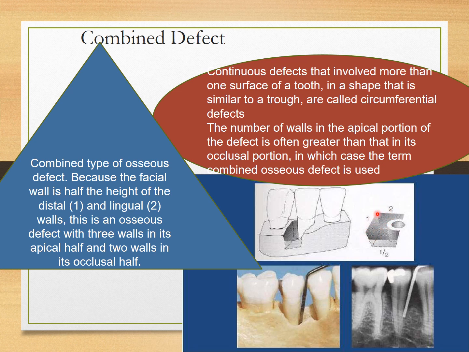You can see that continuous defects that involve more than one surface of a tooth, in a shape similar to a trough, are called circumferential defects. Usually this type of defect is called a circumferential defect. The number of walls in the apical portion will be greater than that of the occlusal portion. This diagram makes it clear that the facial surface is half that of the other two walls. So apically it will be three walls and occlusally it will be two walls.